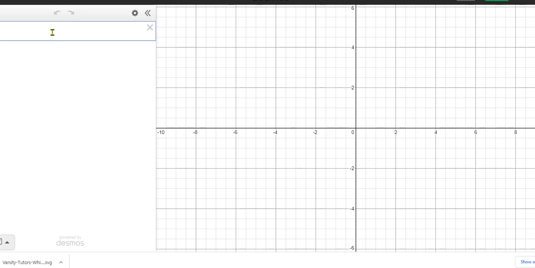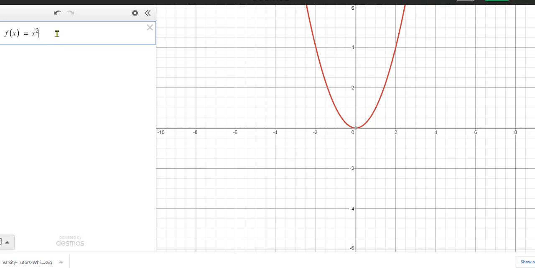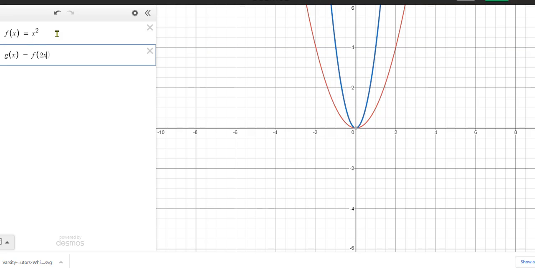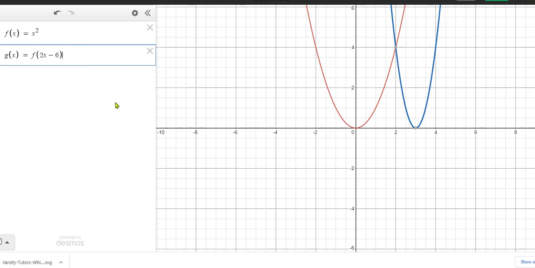Alright, so let's do f of x. Again, our original function is f of x equals x squared here. So now we're going to do g of x equals f of 2x minus 6. And there you go. That's what we had. So again, what's happening? We're shifting each point 6 right, and we're taking half the distance back. So here again, this is 2. 2 goes out to 8, but half the distance from 8 is 4. So there's the new point, and so forth.